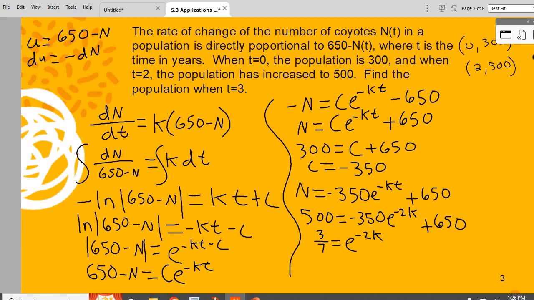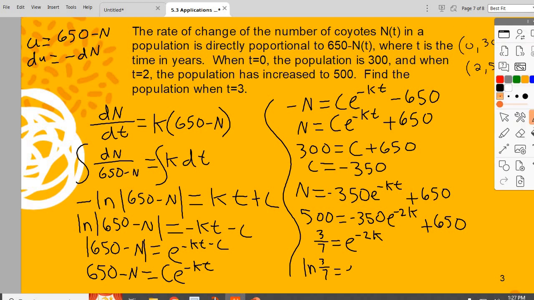Then what can we do? Now let the E's by itself. Take the natural log. And our E goes away. And what do we have? So then last step to solve for K. We get K equals negative 1/2 natural log of 3/7. Agreed? Which we wanted a negative, so that's good.